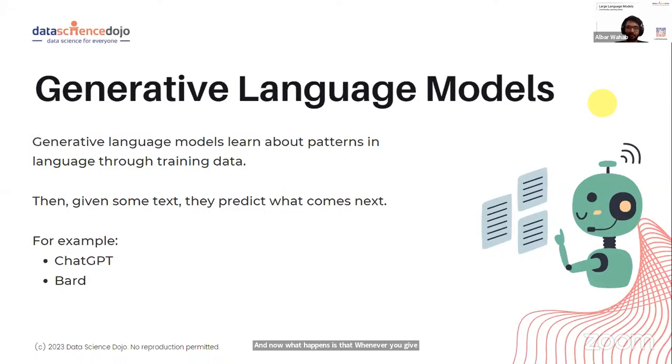And now what happens is that whenever you give a prompt to these models, right? You go to ChatGPT and you type in a prompt, and you go to Bard and you type in a prompt, it tries to give you a response that's related to it, based on the data it had previously seen. So this is how generative language models work.